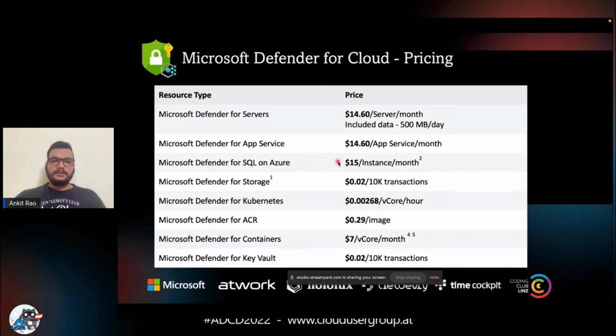So I have illustrated the cost of a few of the most used services that I felt all of us use. This involves servers, that is the VMs. It involves app services. It involves the database SQL. It involves the storage accounts. It involves Kubernetes for people or organizations who work on Kubernetes. There are container registries, containers, and key vault. So this is the approximate bill or maybe the price for a single instance of each of these services per month.